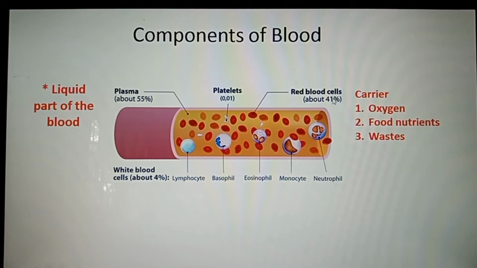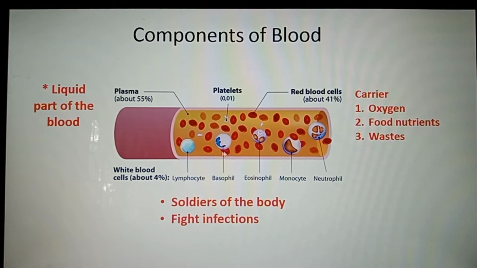Followed by the red blood cells. So, from the word red, the color is red. And it carries, okay, siya ang nagdadala ng oxygen, food, nutrients, and waste. Yan ang trabaho ng ating red blood cells, which is about 41% of our blood. And, of course, the white blood cells, 4% of our blood.